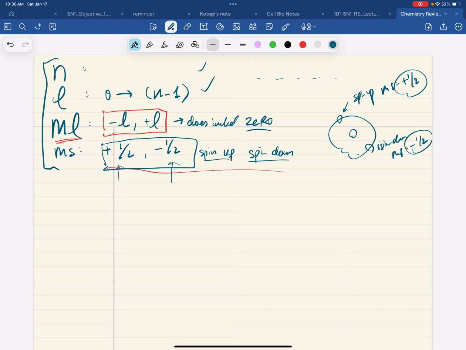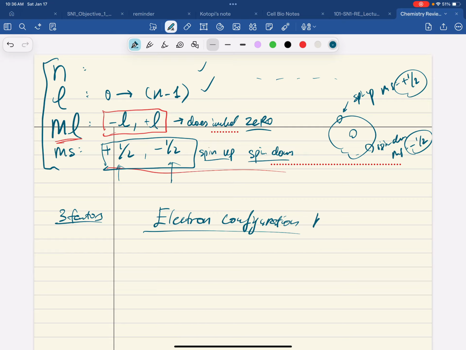So there are 3 factors that you have to know that are going to do something called the splitting, or we should say the electron configuration. The electron configuration is how the electrons are positioned and spread across the map of the atom.